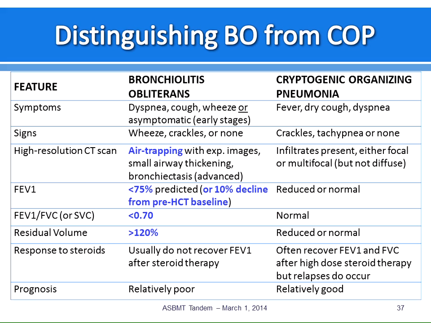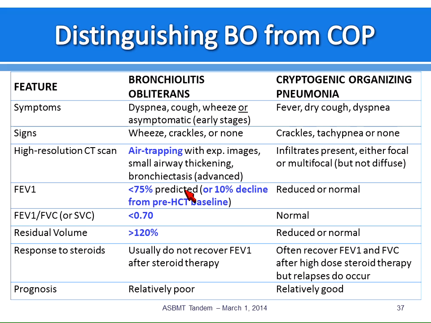So distinguishing them clinically, symptoms with bronchiolitis obliterans, you're just going to screen patients for cough, wheeze, dyspnea, often asymptomatic in the early stages because you've got a lot of lung reserve. With COP, often it's more symptoms of pneumonia. You can have fever, dry cough, dyspnea, not so much wheeze.